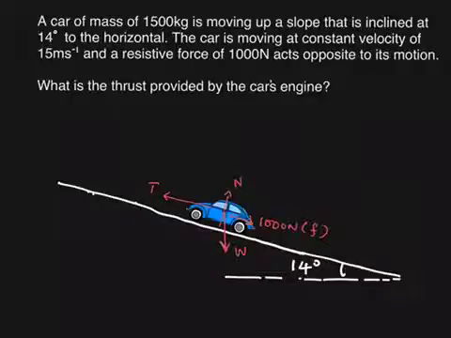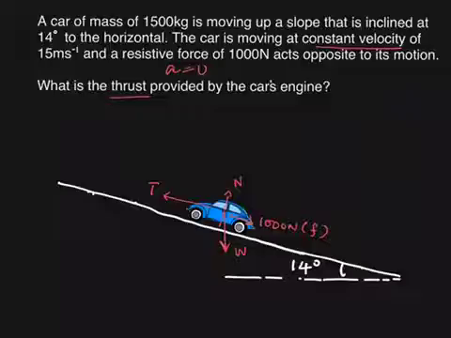Now, what we are interested in is the thrust. There are some key things to note: the car is moving at a constant velocity of 15 meters per second. That tells you that the acceleration is 0. Acceleration up the slope is 0.